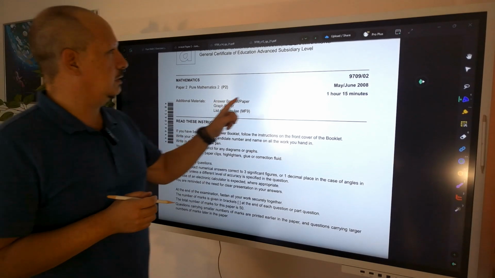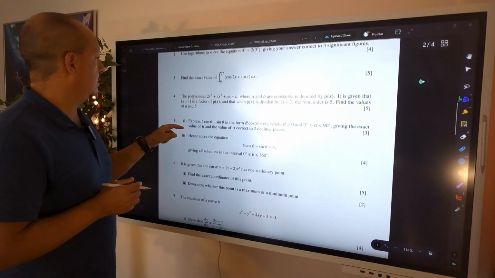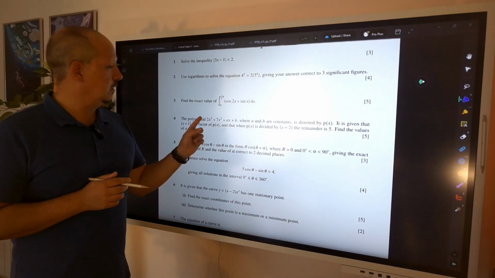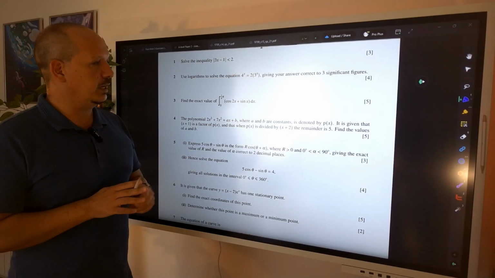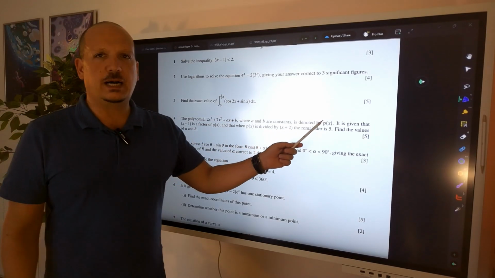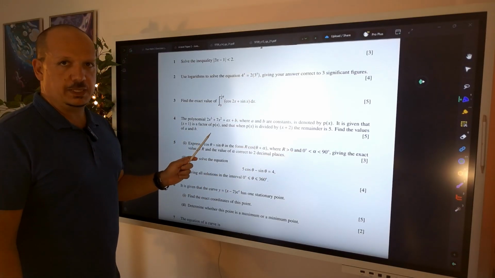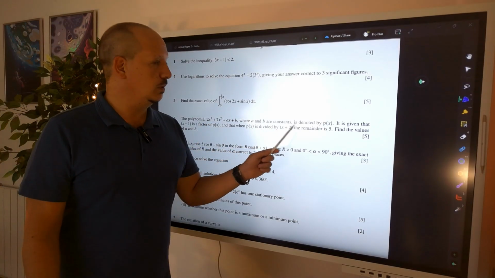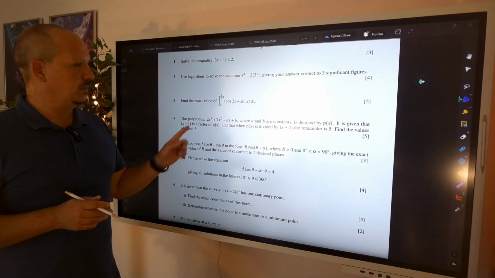paper 2, summer 2008. And the question is this one, question 4. It says, the polynomial 2x cubed plus 7x squared plus ax plus b, where a and b are constants, is denoted by p(x). It is given that x plus 1 is a factor of p(x), and that when p(x) is divided by x plus 2, the remainder is 5. Find the values of a and b.